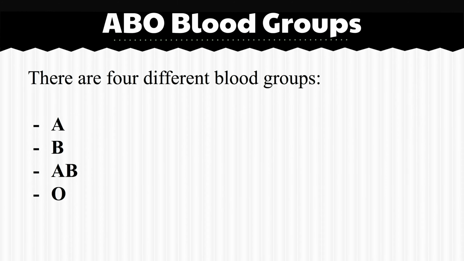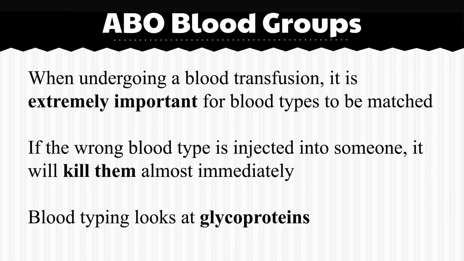There are 4 main blood type groups: A, B, AB, and O. When undergoing blood transfusions, it is extremely important for the blood types to match. They don't have to match perfectly, and we'll talk about that, but certain blood types, if they don't match, cause a reaction and it can kill them almost immediately.